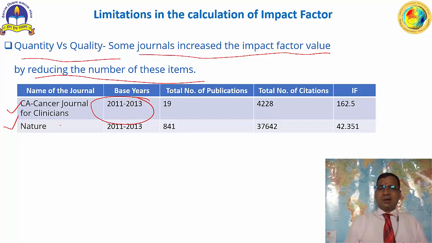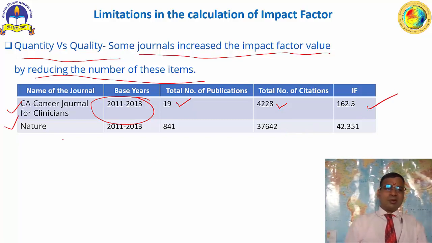If we look here, you will see that for CA journal, the total number of publications was only 19 and the total number of citations was 4,228. According to the equation, the impact factor comes to 162.5.